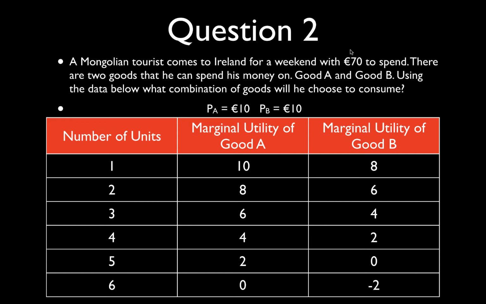So again, he's got €70. Each good costs a tenner. There's his preferences as revealed by his marginal utilities. Pause the video, have a go at it. Once you think you've got the answer, then press play.